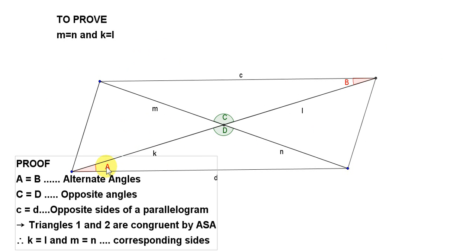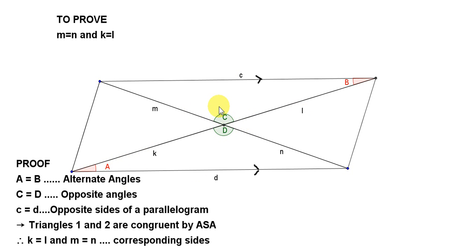Now, I've marked in angles A and B here. Angles A and B are called alternate angles, as we've seen before. Alternate angles are equal. Alternate angles are formed when a line cuts across two parallel lines. So these two angles are called alternate angles, or Z angles, because we have the Z shape formed. C equals D, these are called opposite angles when two lines cross.